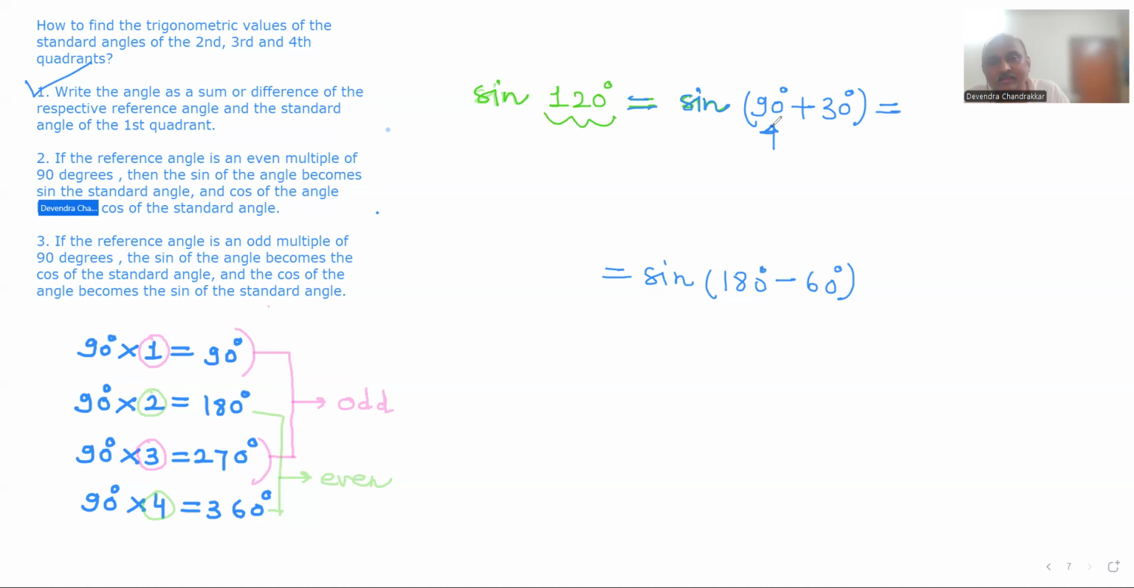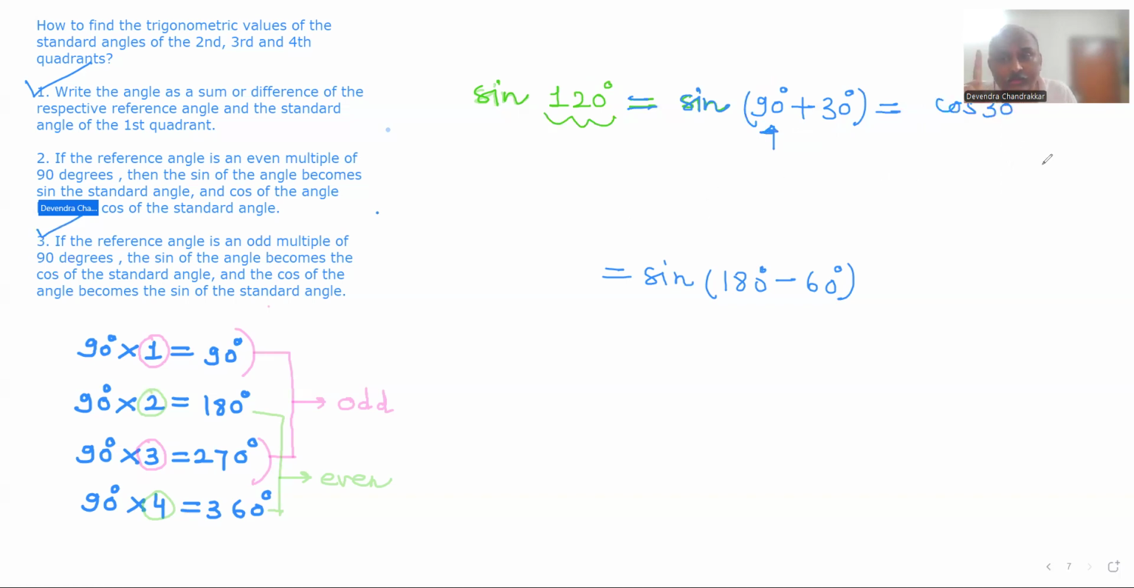वेरी गुड. नाउ चेक. ये 90 कैसा रेफरेंस एंगल है? ऑड मल्टीपल की इवन? Odd. तो ऑड के लिए वी विल गो फॉर दिस थर्ड रूल. If the reference angle is an odd multiple of 90 degrees, the sine of the angle becomes the cos of the standard angle. The sine of the angle मतलब ये पूरा angle. Standard angle कौन है भाई इन दोनों में? 30 degrees. Any doubts? So this is cos of 30 degrees.